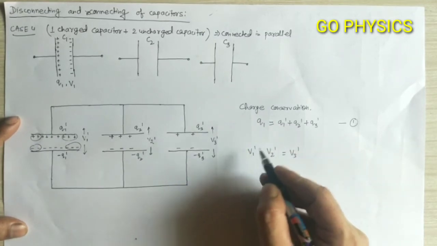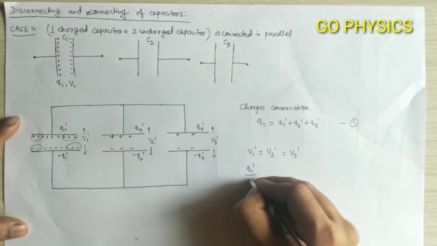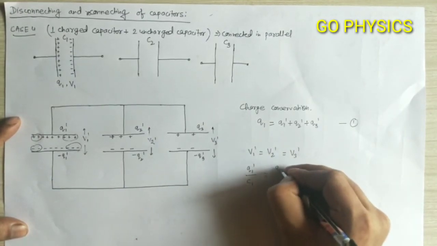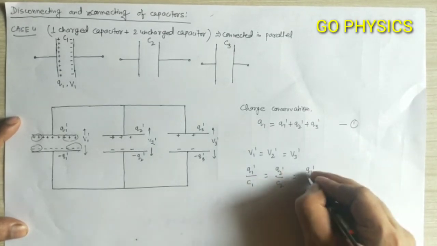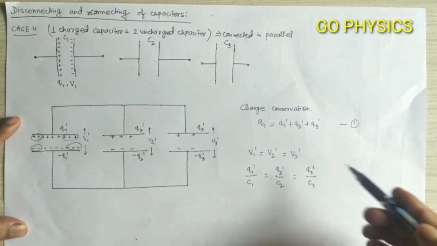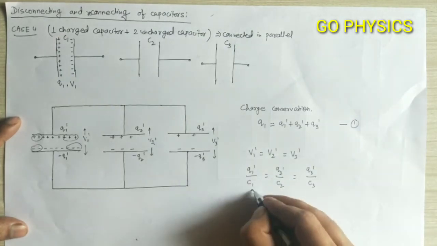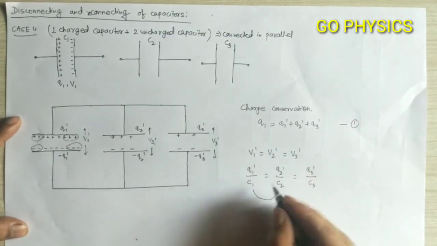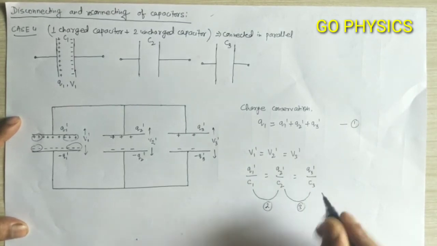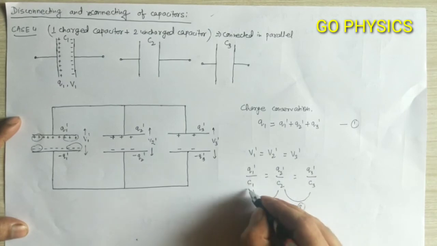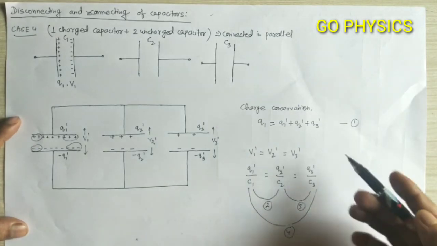And what is V1 dash? From the formula Q equals CV, V1 dash equals Q1 dash by C1, equals Q2 dash by C2, equals Q3 dash by C3. So how many equations are here? This is one equation. Let us take this between these two as equation number 2, and this as equation number 3, and if we take the extremes, this will be our equation number 4. So we have 4 equations and 3 unknowns.